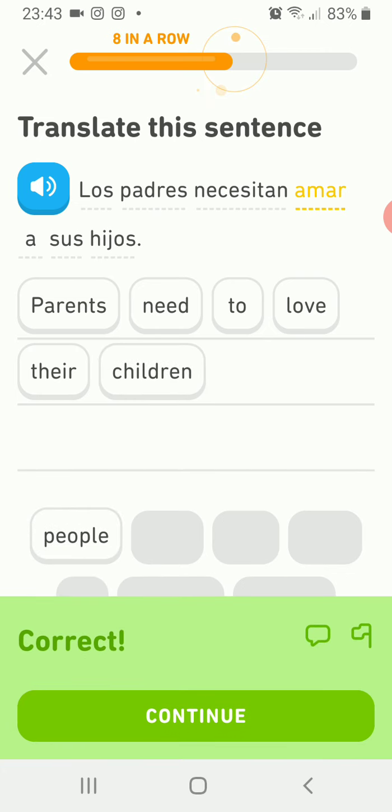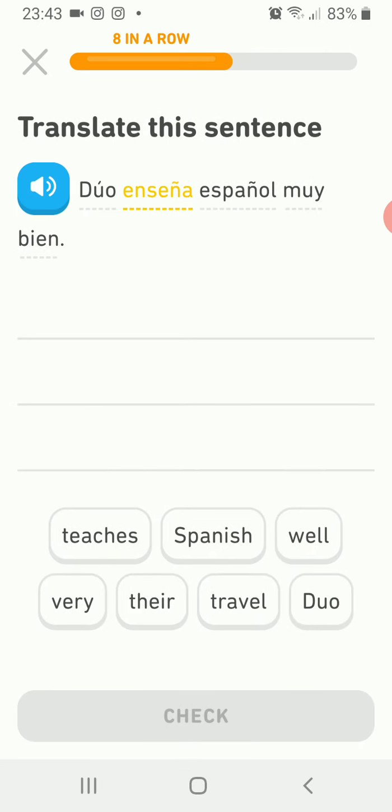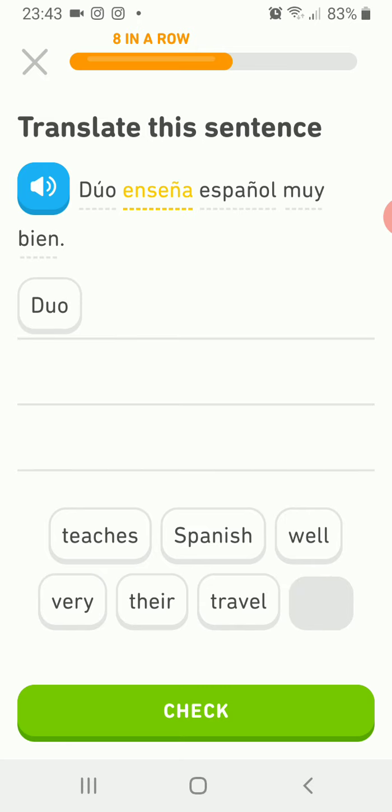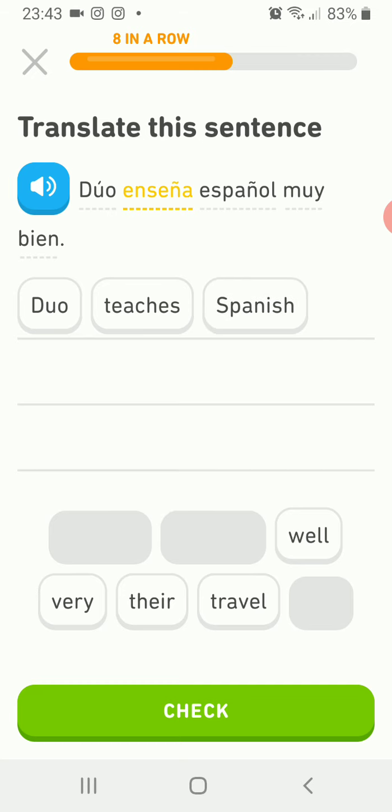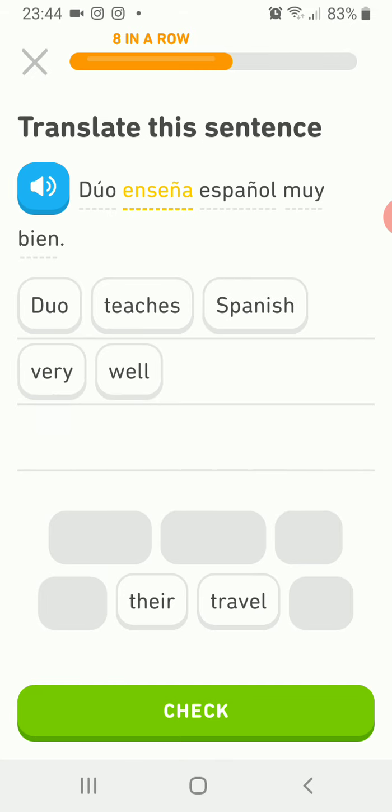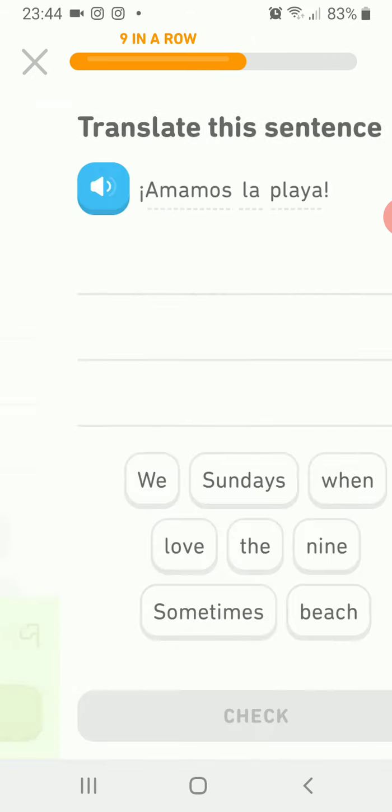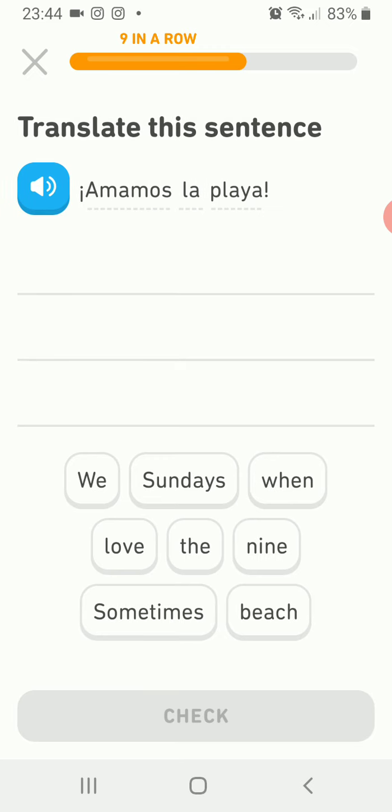Dúo enseña español muy bien. So Dúo teaches Spanish very well. That's it. Amamos la playa. So amamos la playa.